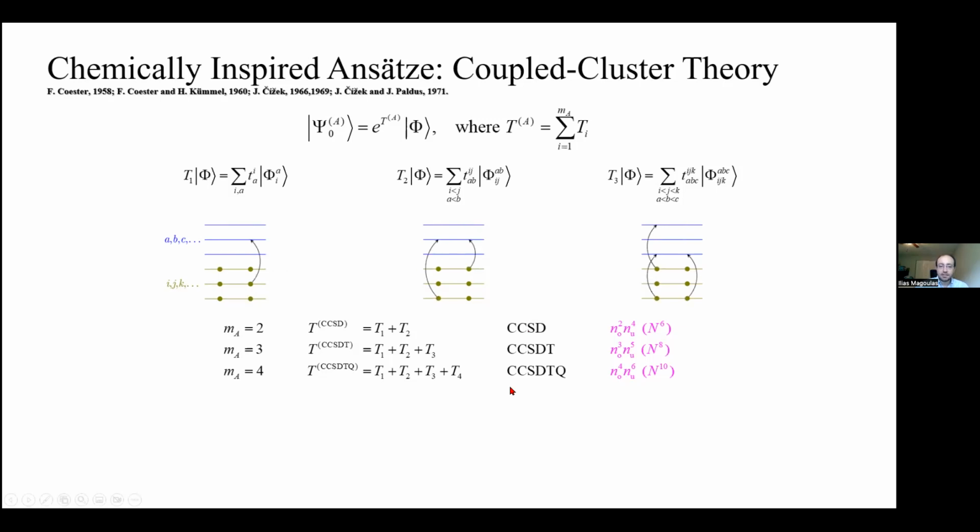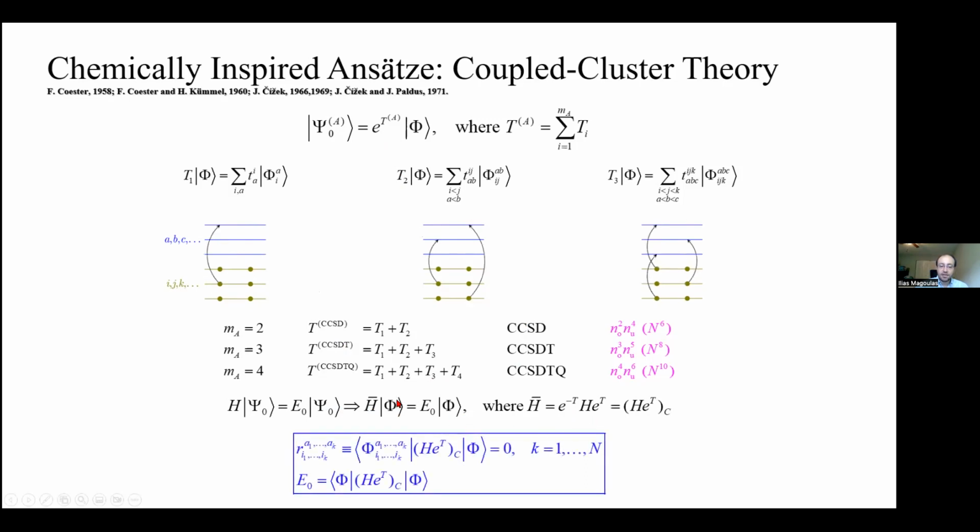Focusing on this exact description, if we plug the exponential wave function ansatz into the Schrödinger equation and then multiply from the left by e to the minus T, we obtain what is known as the connected cluster form of the Schrödinger equation, where H bar is a similarity-transformed Hamiltonian, defined here. By projecting the connected cluster form onto the manifold of excited Slater determinants, we obtain the coupled cluster equations that we can solve for the cluster amplitudes, which are the little t's shown here. Once we solve the system of equations, we can obtain the coupled cluster energy by simply projecting on the reference determinant.